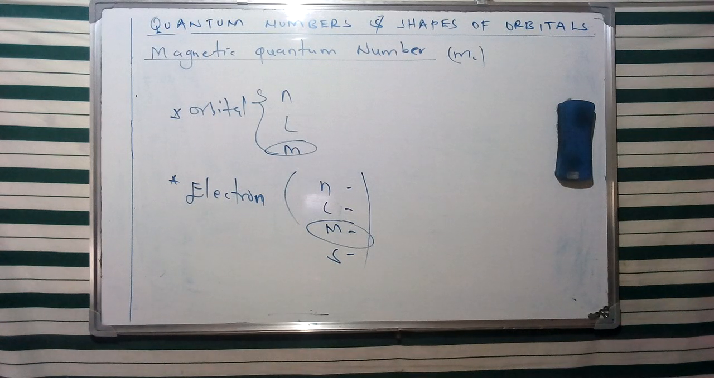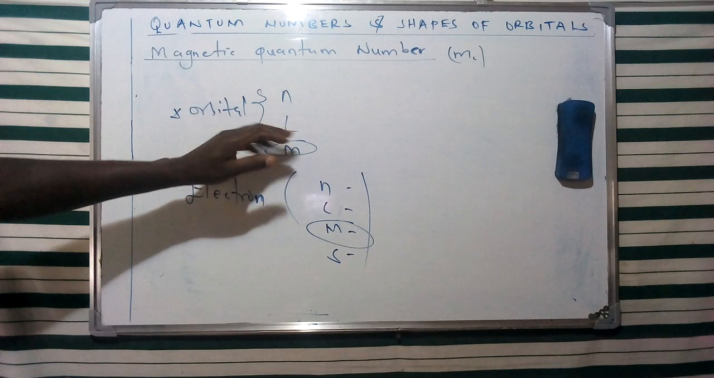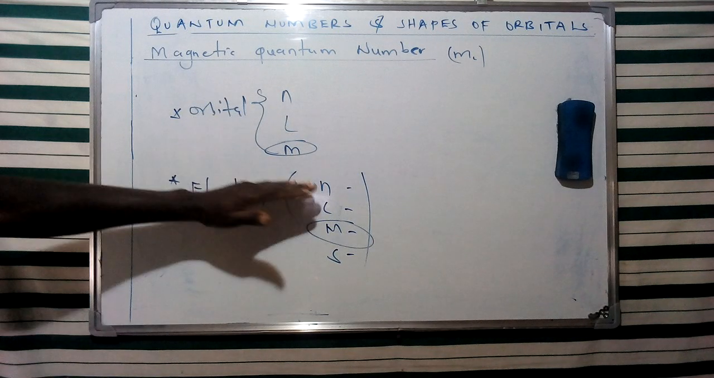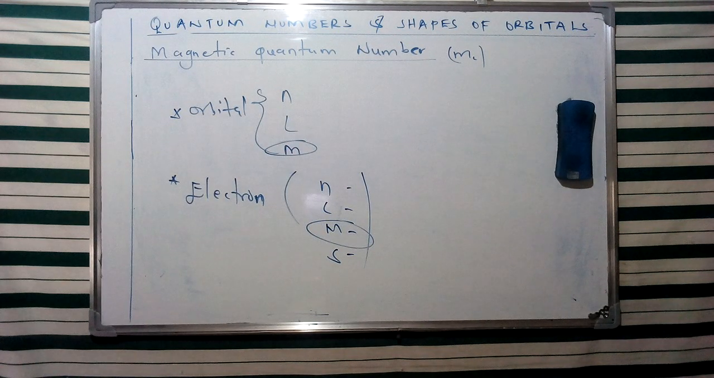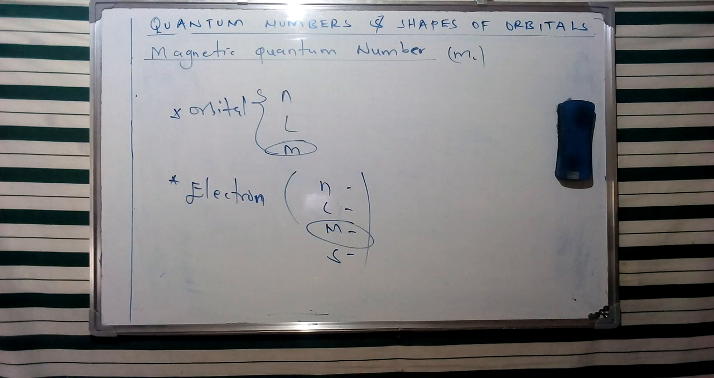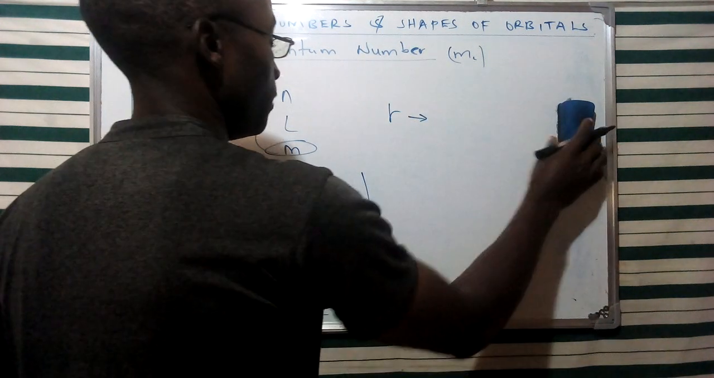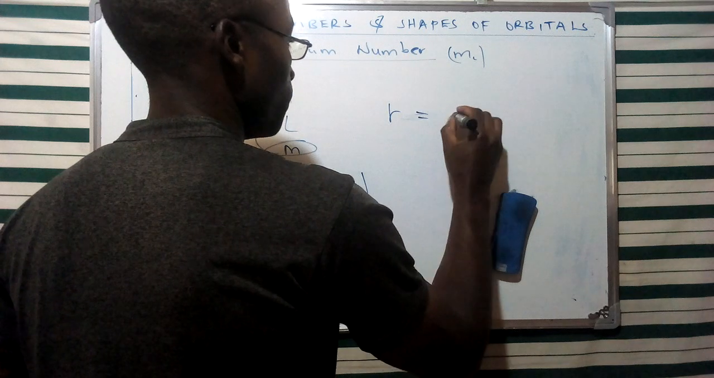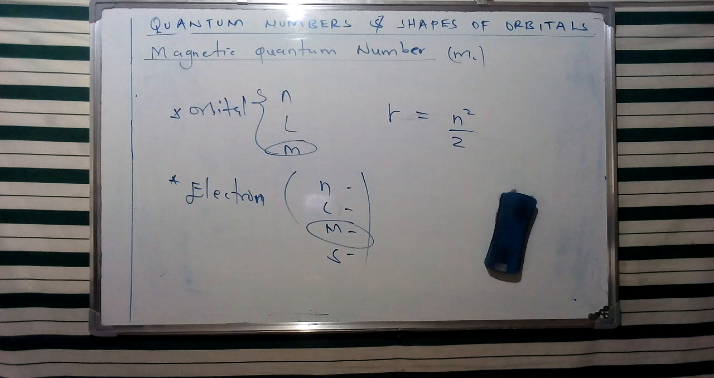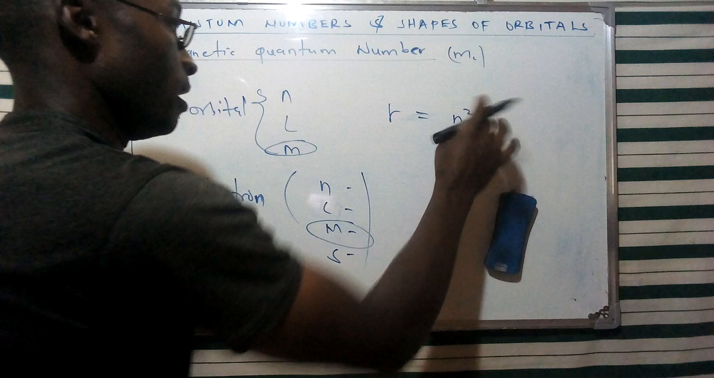I've mentioned that the principal quantum number describes the distance between the electron and the nucleus. In this case, we considered hydrogen-like species, which we looked at in our previous discussion on the concept of the atomic radius. I've given this in my representation in terms of n squared over Z, where n is the principal quantum number.